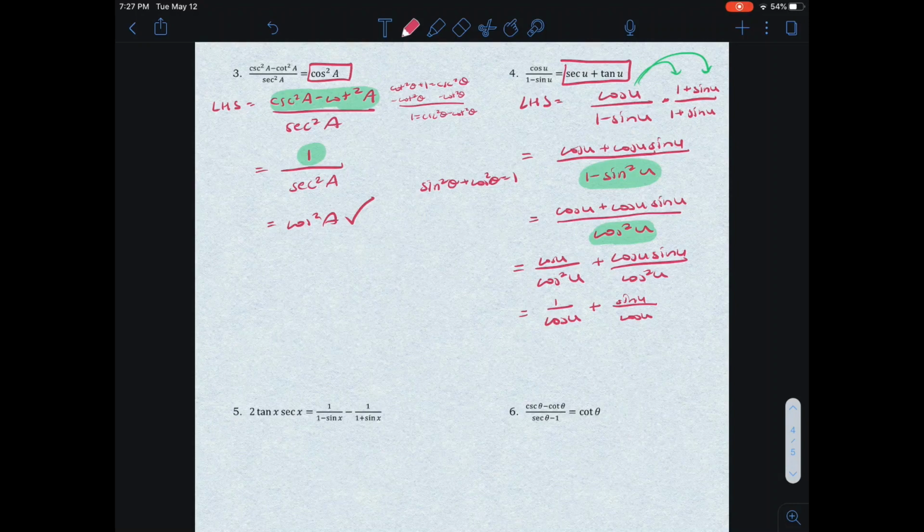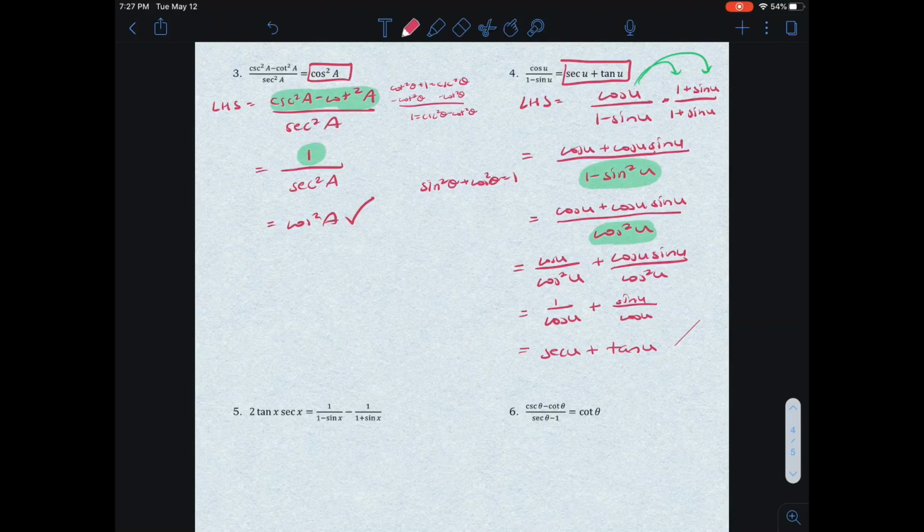From here, what I noticed is that 1 over cosine of u is just secant of u, and sine of u over cosine of u is just tangent of u. And that's my right-hand side. So this is why you always have to look at your goal, because if you don't, you might get lost. A lot of times the goal will give you an idea of what you're working towards. So keep that in mind.